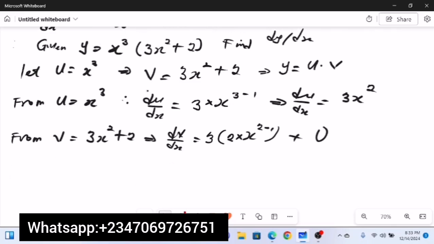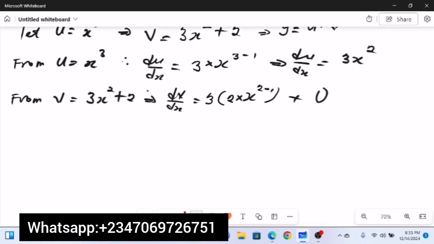Okay. Now from here we can simply have dv over dx to now be equal to, from this side, 3 times 2 here, that gives us 6. X to the power of 2 minus 1 is 1, so that becomes 6x. So therefore dv dx is actually what? 6x. So I have the result to be 6x.